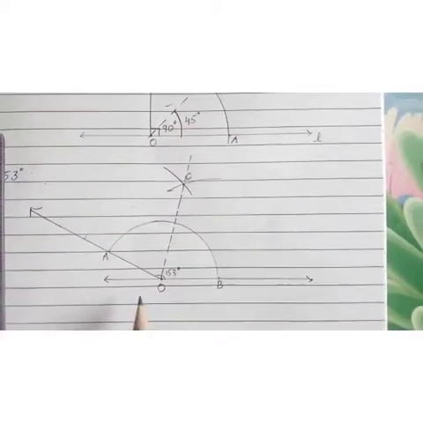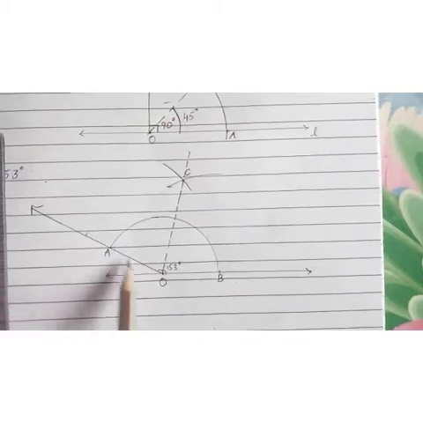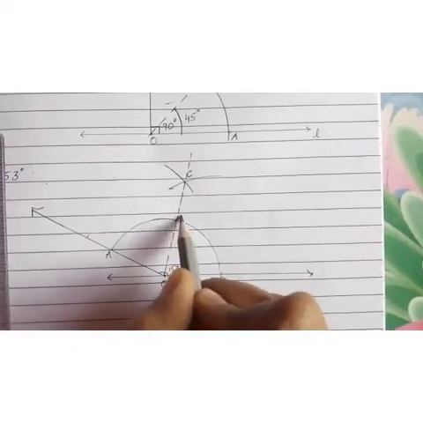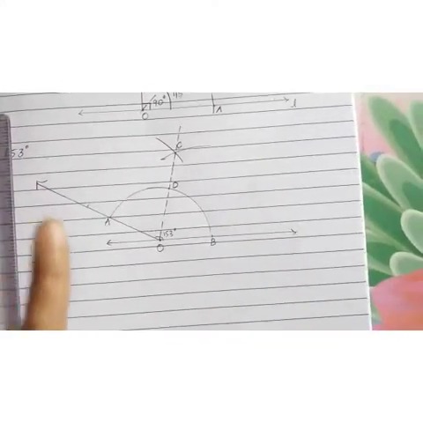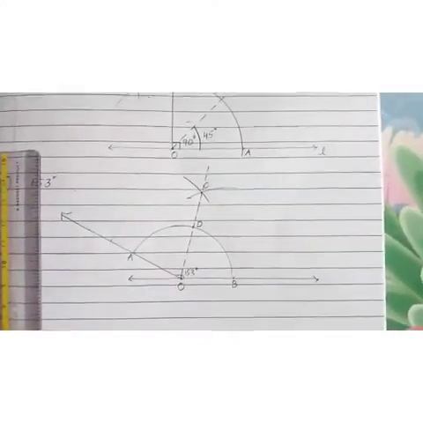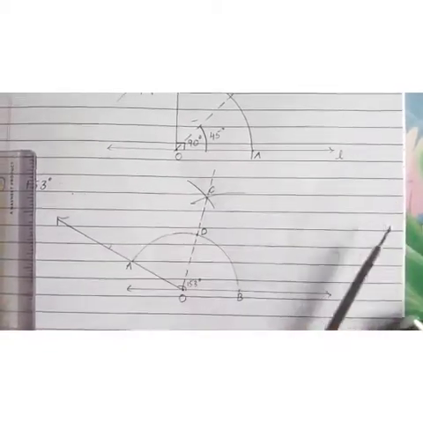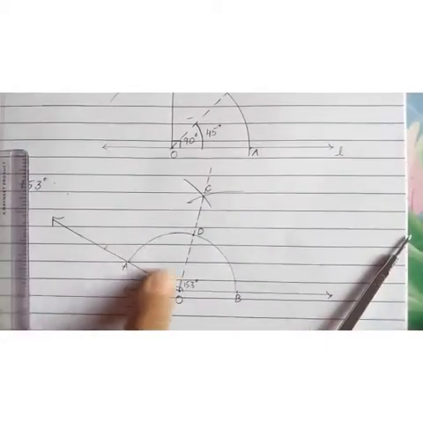I have joined. Now I have divided angle 153 into two parts. Mark this point as D. Now what I have to do, I have to divide into another two parts. Now I will take only this angle, half angle, forget this, only take this angle.